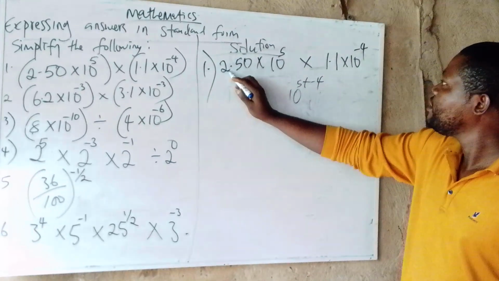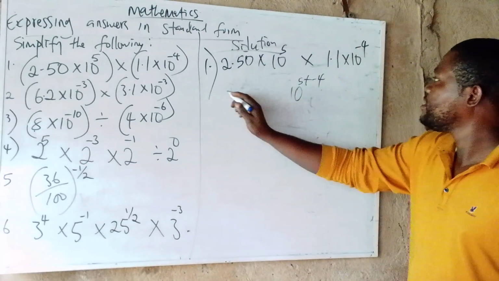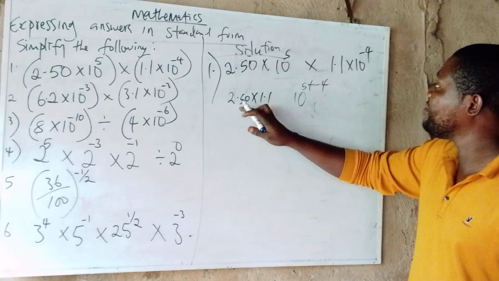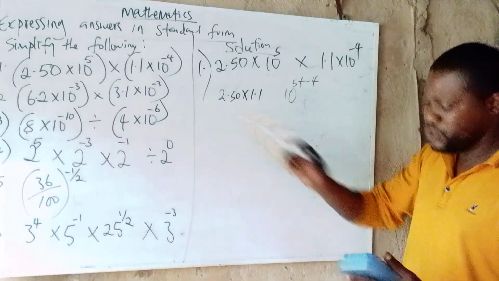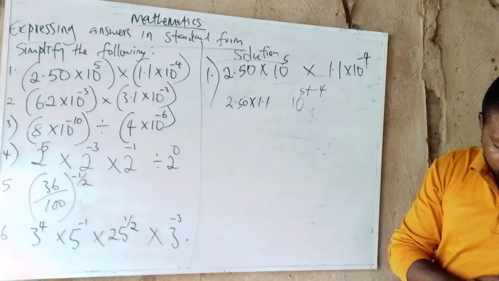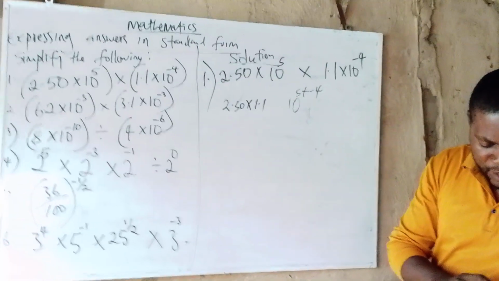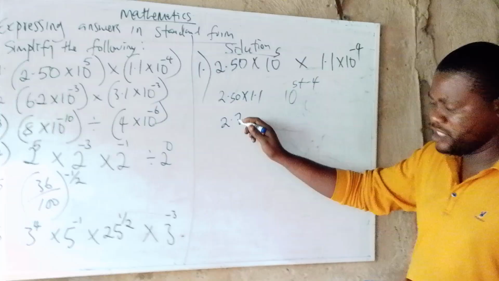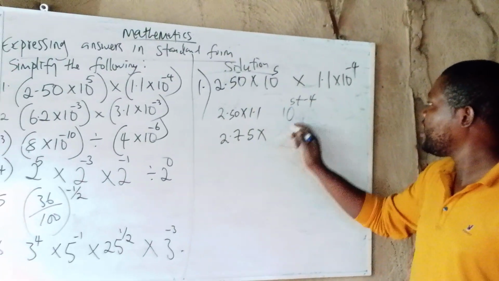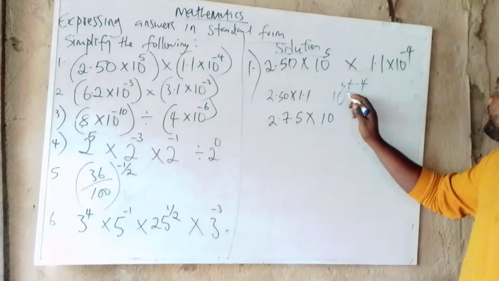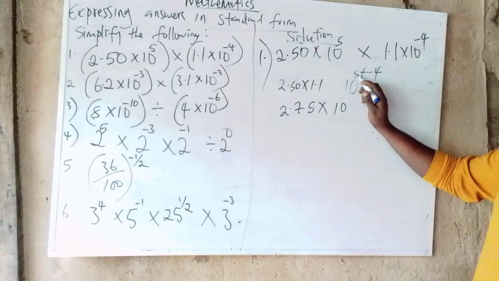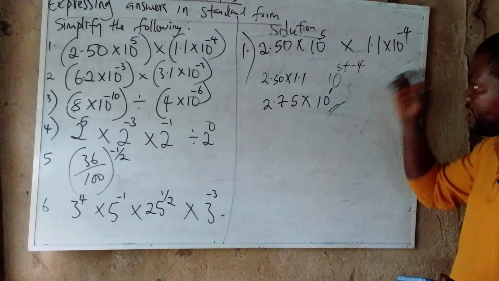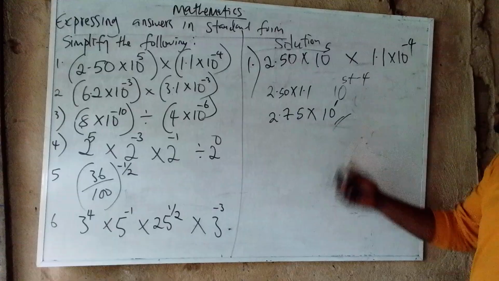Then I'll multiply 2.50 times 1.1. I say 2.5, no problem, times 1.1. So this will still give me 2.50 times 1.1, or you say 2.5. I have 2.75 times 10 raised to the power of 5 plus minus 4. That is 5 minus 4 will give me just 1. This is my answer in standard form if I solve this.